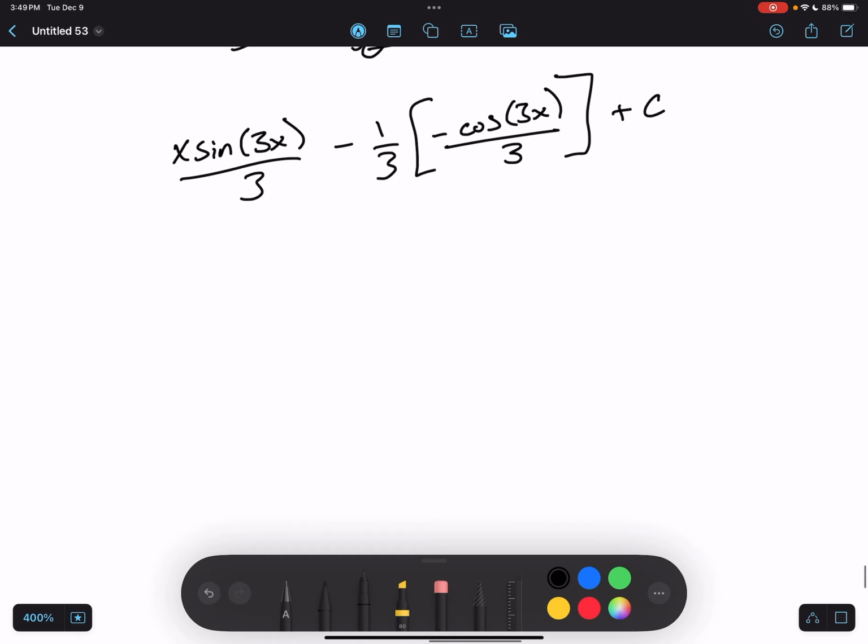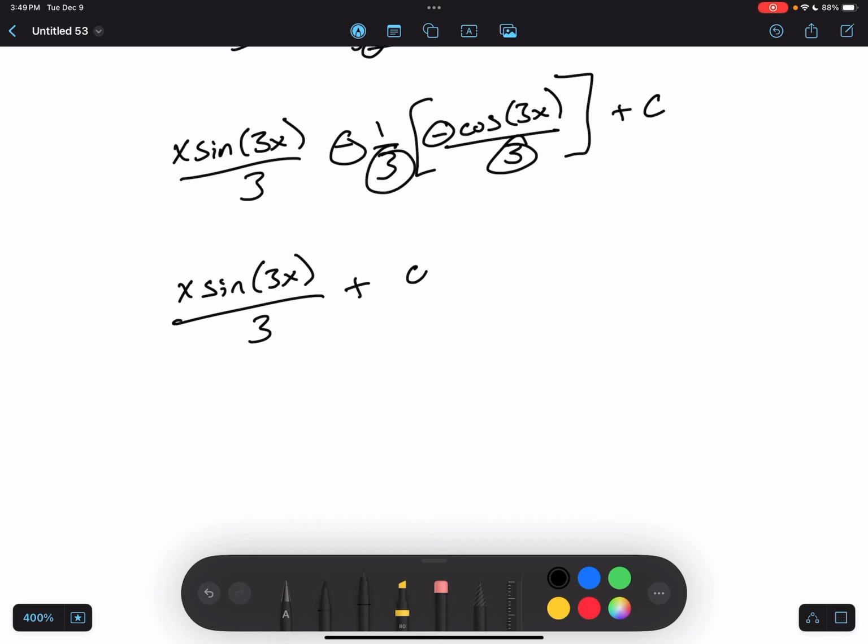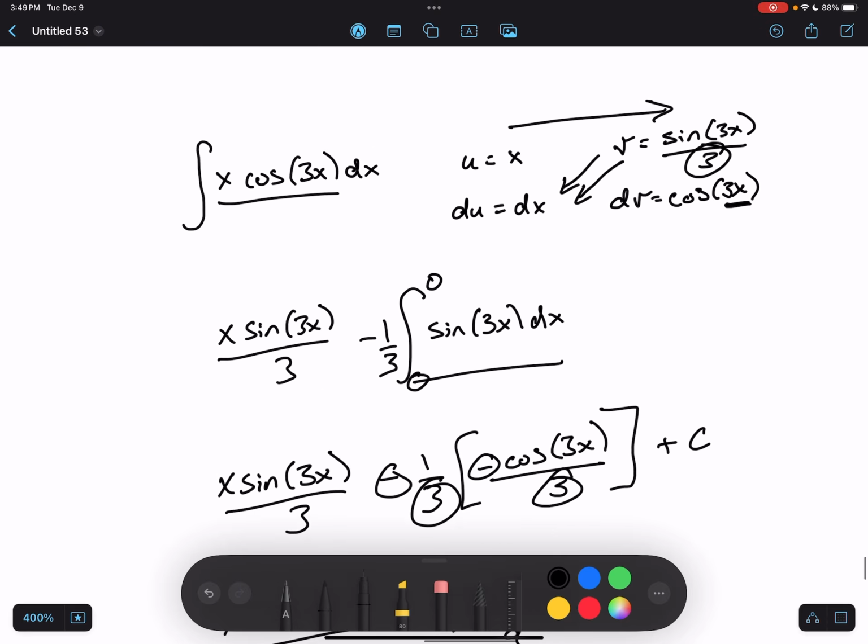So we'll rewrite this and simplify at the same time. We've got x sine 3x over 3, and we've got a negative and a negative, so that makes it a positive. We've got 3 and 3, so we'll have cosine 3x over 9 plus C. And that is the solution to our integral.